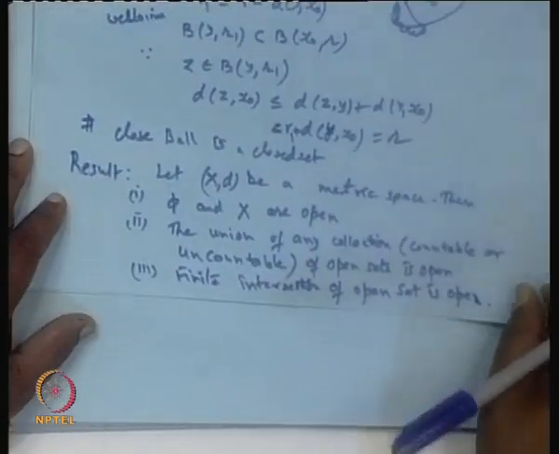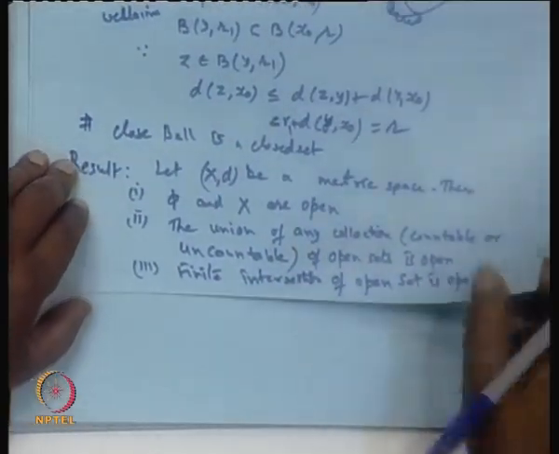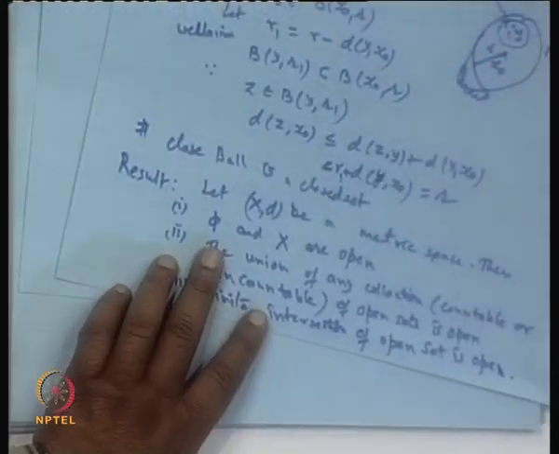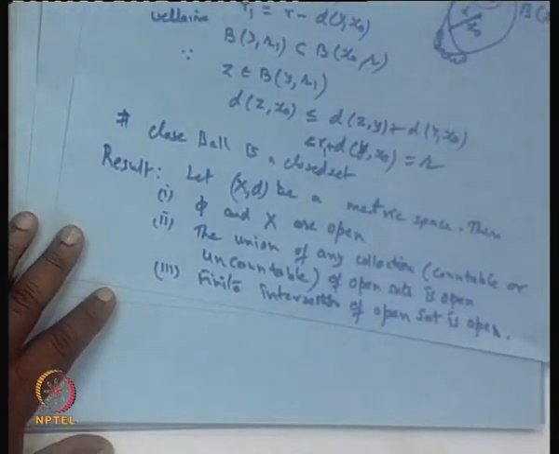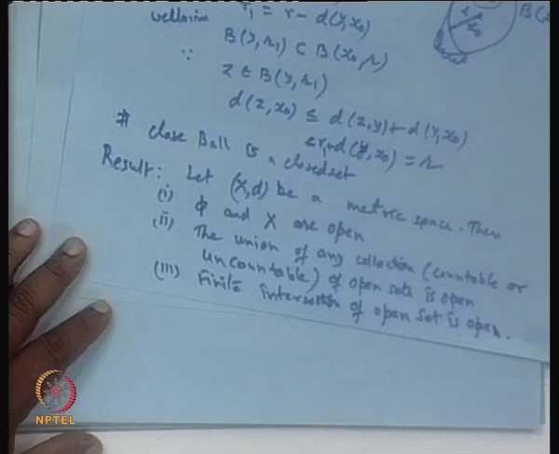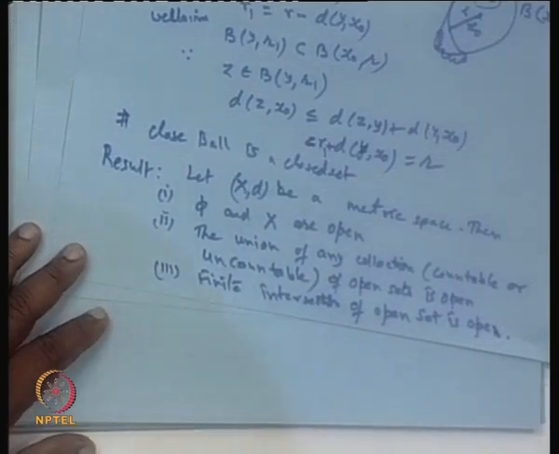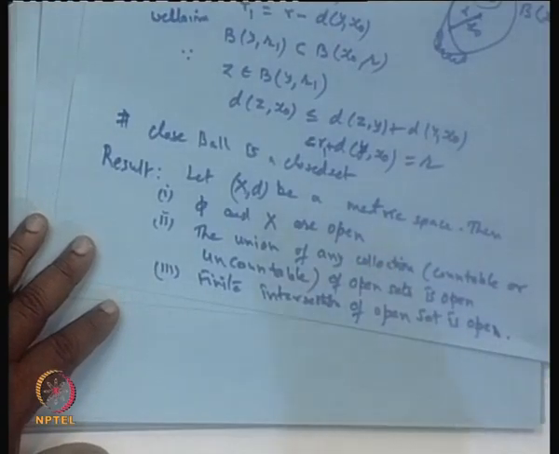So, we can prove this. First is the empty set and X are open. This is obviously true, because in the empty set you can say no point is available, so we can assume around any point one can draw the open ball which is totally contained inside it. And since X is the entire space, the universal space that we are dealing with, if we take any open ball at any point, it is definitely contained in X. So, these two are the trivial things.